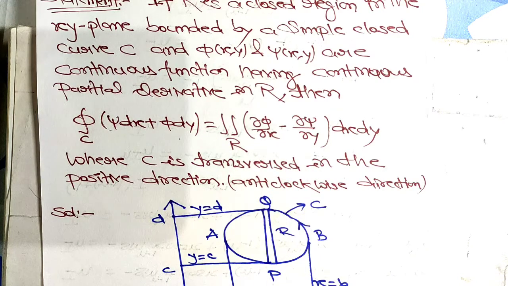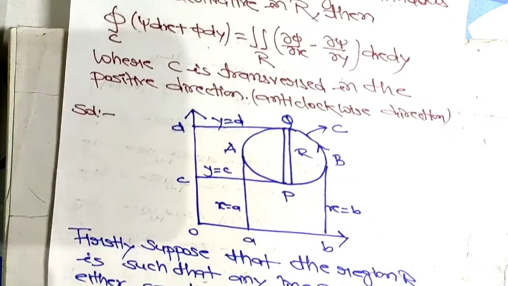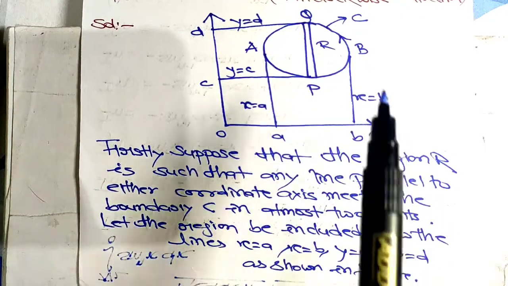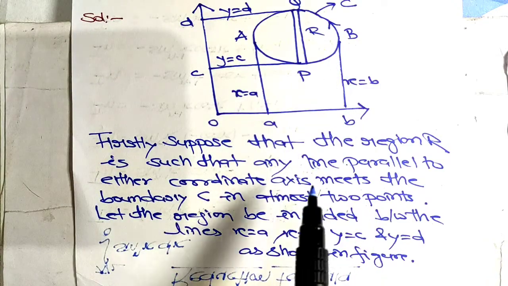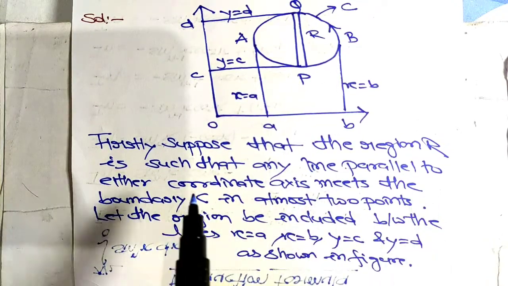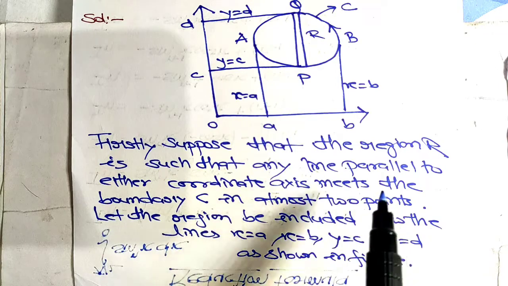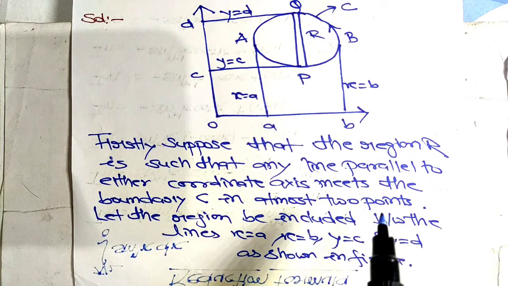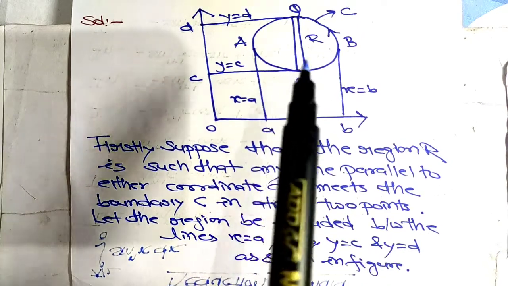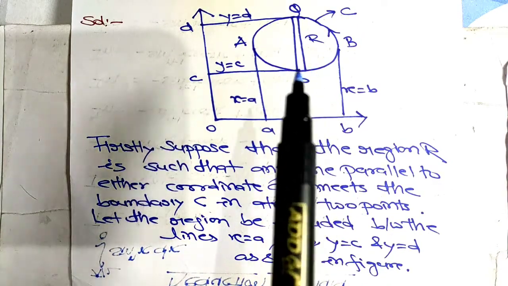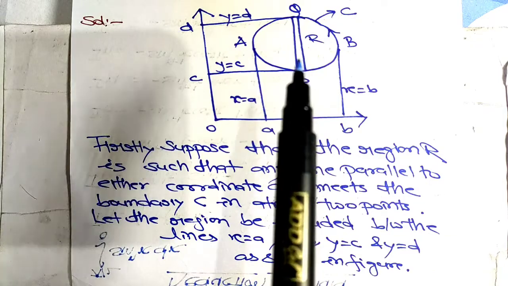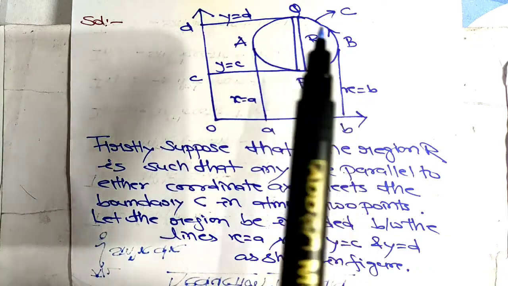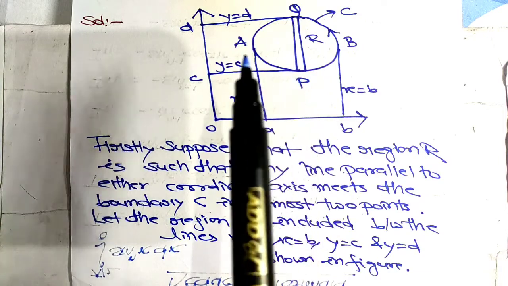Okay, let's move on to the figure. Firstly, suppose that the region R is such that any line parallel to either coordinate axis meets the boundary C in at most 2 points. What is the meaning of that? We have to take the region R in this way, that if we draw any line parallel to the y-axis or x-axis, it cuts the curve at a maximum of 2 points.